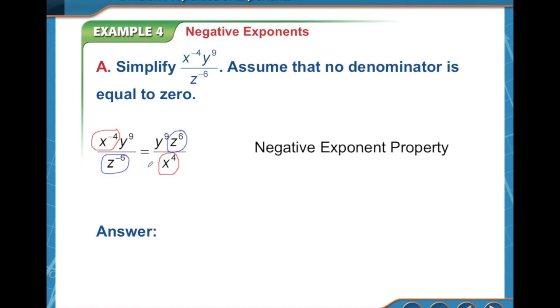All positive exponents. Now, since we have a y, a z, and an x, all those are different terms, so we can't actually simplify it any more than that. So using our negative exponent property, that is as simple as this problem gets. We flip it. What's on the bottom goes up top, makes it positive. What's on top goes to the bottom, makes that positive. And we're done with simplifying on that one. So for A, your answer is y to the 9th, z to the 6th, all over x to the 4th.